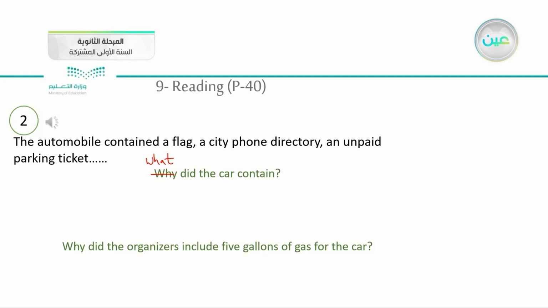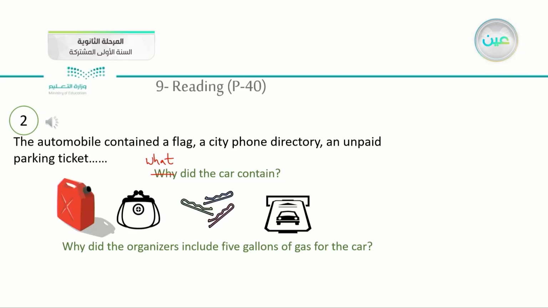The automobile contained a flag, a city phone directory, an unpaid parking ticket, and the contents of a woman's purse: bobby pins, a lady's powder compact, a plastic rain cap, several combs, a tube of lipstick, a pack of gum, a wad of tissues, $2.73 in bills and coins. 5 gallons of gas were also included, in case the combustion engine became obsolete by 2007 and no fuel was available.